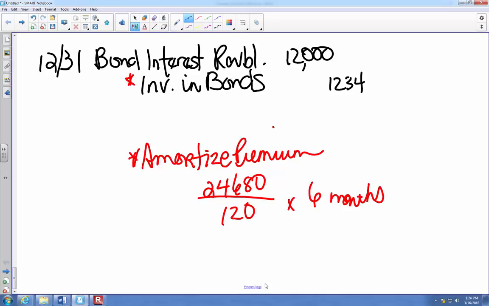What's my plug to? I'm getting a check for 12 grand, but I really got to amortize the premium. What account am I plugging? What am I earning by investing in the bonds? Interest what? Say it. It's right on the tip of your tongue. I can see it. Interest rate. Yeah, bond interest revenue.